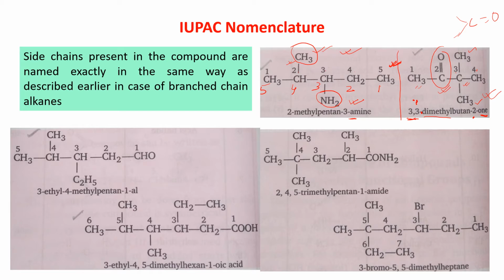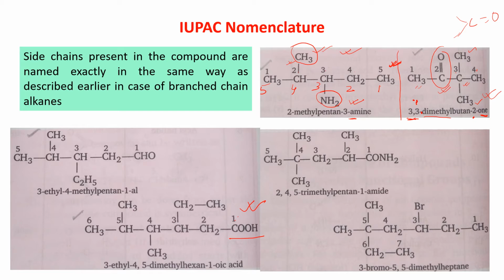Now see here, I'm just showing you this one. This is a compound where COOH is present, so naturally this will get number 1. Now 1, 2, 3, 4, 5, 6. You have to find out the longest chain. Except COOH, that is the oic acid, the rest all are coming as substituents.